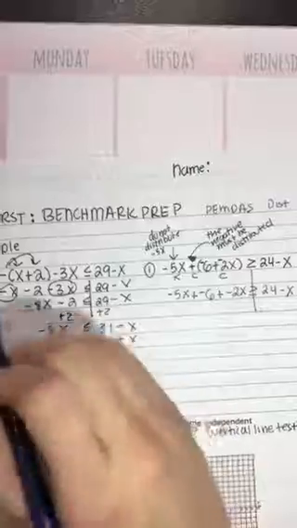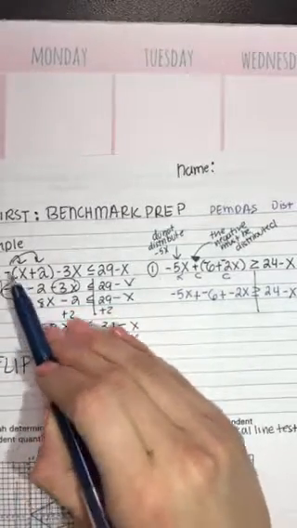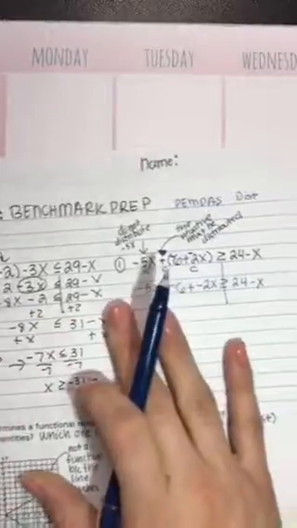You can see I did the same thing over here. I showed it as distribution. Negative times the x is negative x. Negative times the 2 is negative 2.